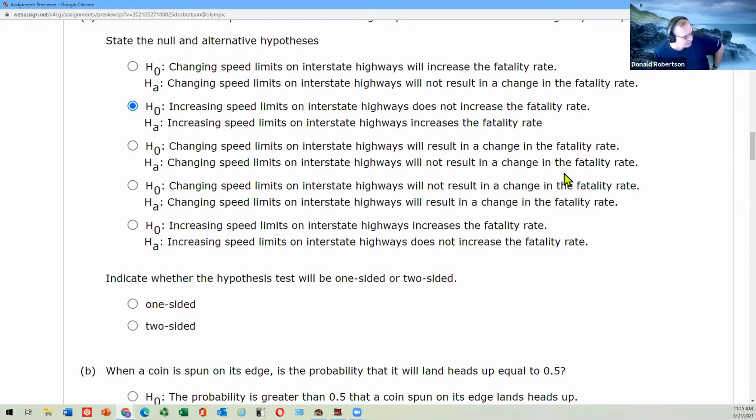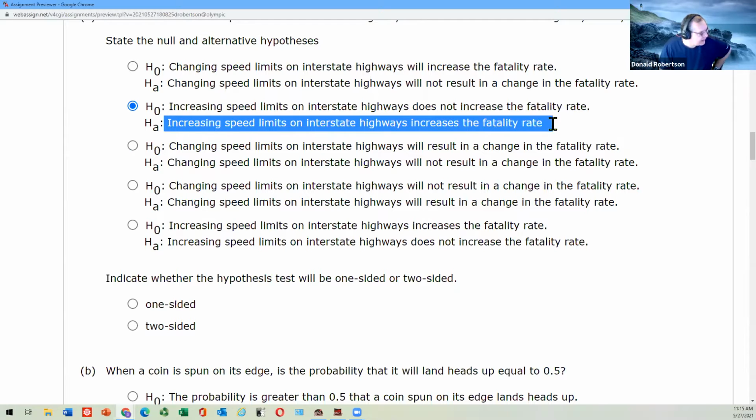Increasing speed limits on interstate highways does not increase the fatality rate. The null hypothesis is nothing's happening here. That's always the null hypothesis. So that would be, it's still 20% or whatever the accident rate truly is. It's still 0.1%, right? And the alternate is the one that matters, right? So that would be it.